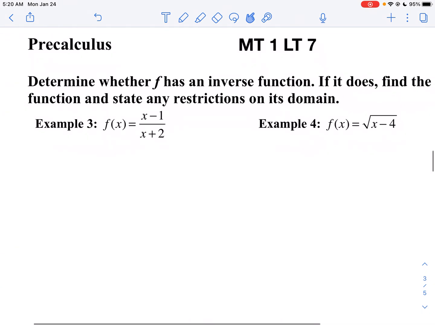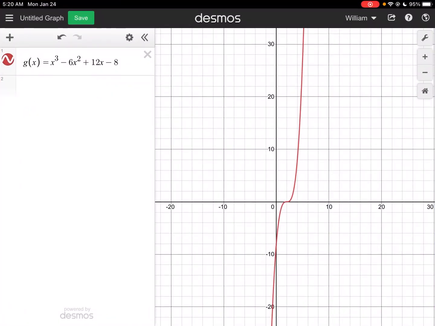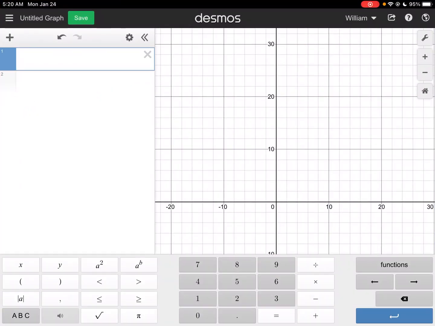Let's take a look at example 3 here. On example 3, I've got this rational function. First thing I'm going to do, since we haven't dealt with too many rational functions, I'm going to use my graphing calculator, my Desmos calculator. I'm going to graph this relation, I should say, to see if it has an inverse.